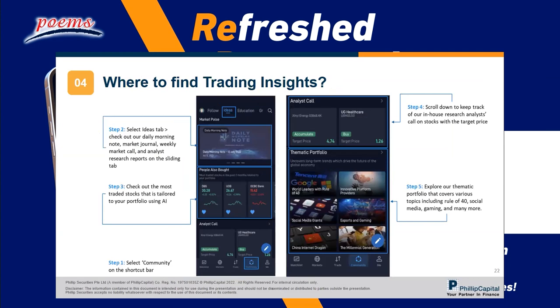So where do you find the trading insight? Basically, you can click on the community on the shortcut bar, and then second, you click on the idea tab, and then check out our daily morning note, market journal, weekly market call, and analyst research report if you are interested in it on the sliding tab. You can also check out the most traded stocks that are tailored to your portfolio using AI.